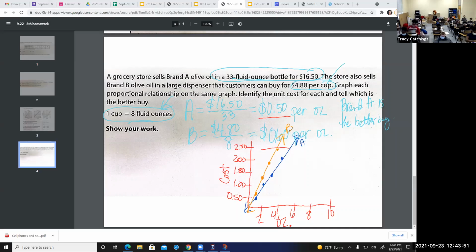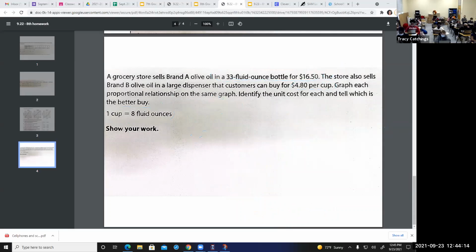Question? All right, so if they give us a graph, how can we find the unit rate? Pick out a point, divide y by x. If they give us a table, we are still going to do what? Divide y by x.